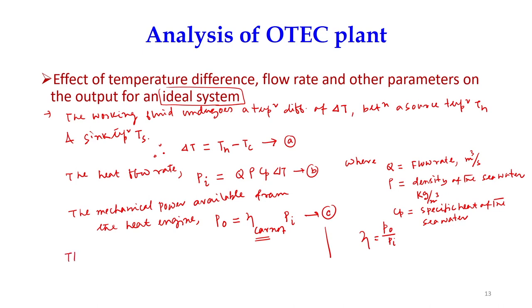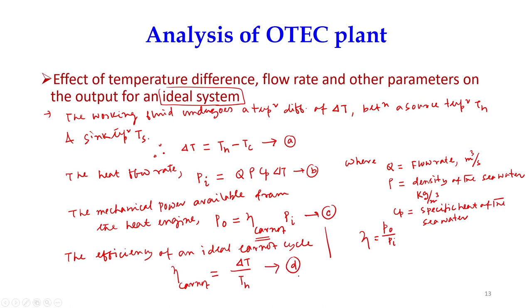So now I will write the efficiency of an ideal Carnot cycle, which is represented by eta Carnot, which is equal to delta T by Th, which is equation D. Now, we can express P naught, which is the mechanical power available from the heat engine, in terms of delta T by using equation D in C, and then we can use equation B as well.